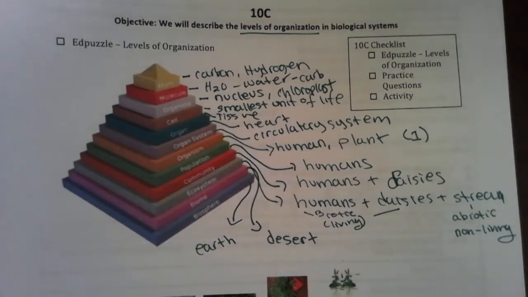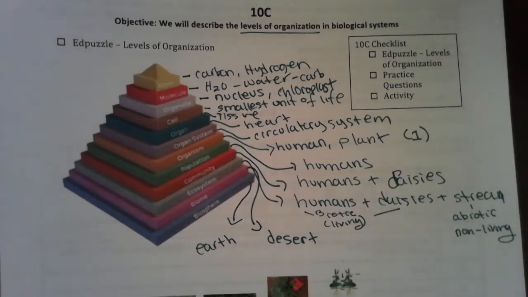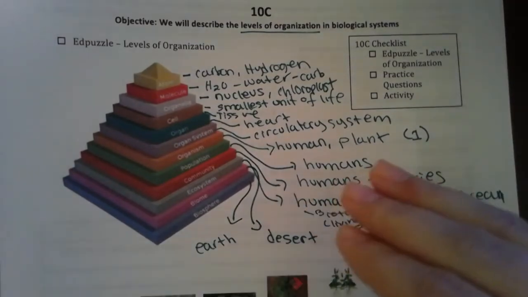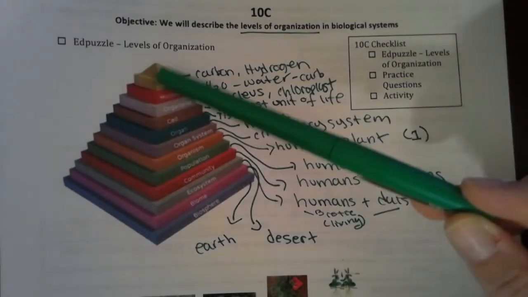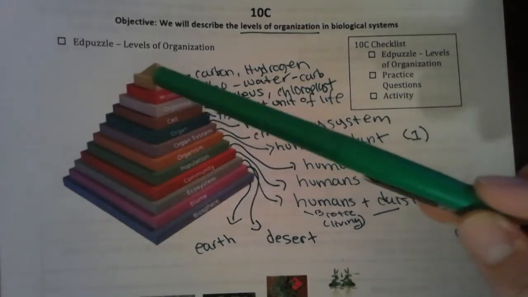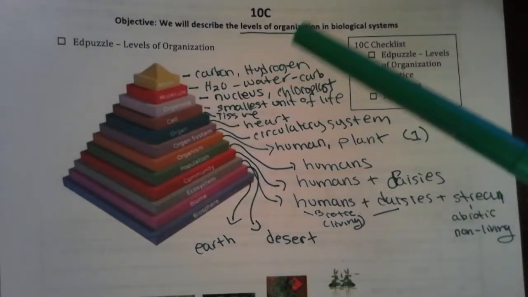So let's begin. This pyramid represents the levels of organization. This is not the levels of classification. This doesn't show evolutionary relationships with anything. This is just how we classify the things around us. So the smallest unit of matter is an atom. An example of that would be like carbon or hydrogen.